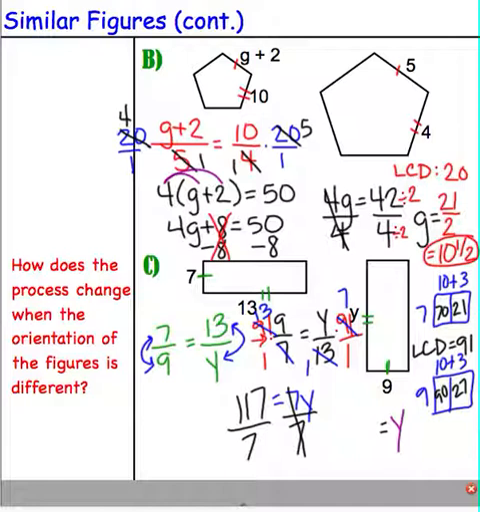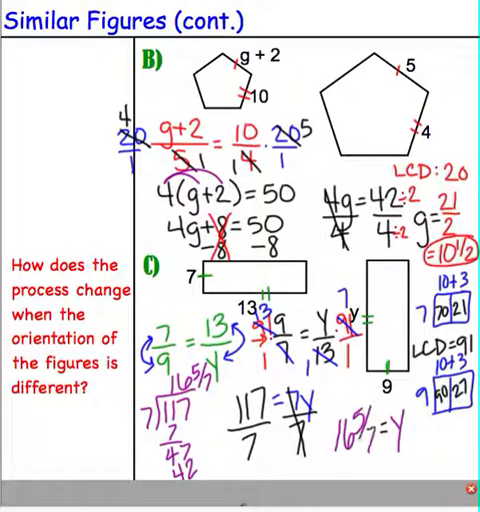And so when we do that, 117 over 7, 7 goes into 11 once, which is 7. There's 4 left over. 7 goes into 47, it has to be 6 times, which is only 42. So we have 5 left over. So we have 16 and 5/7.